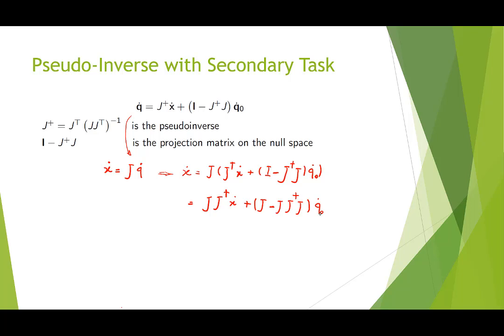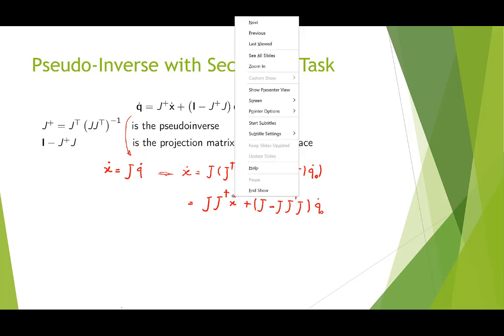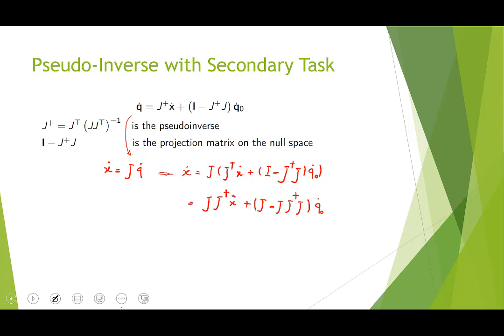So if you remember from the previous session, I showed some features of the pseudo-inverse, and one was that this term is actually equal to J. So these two will cancel out and be 0. So essentially x dot is J pseudo-inverse of J x dot. Let's replace the equation from the pseudo-inverse in here.